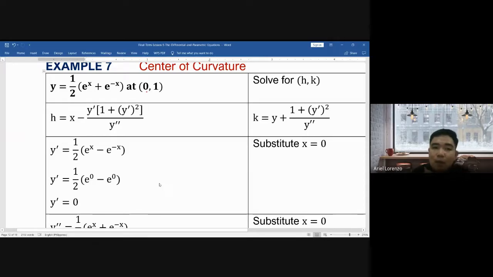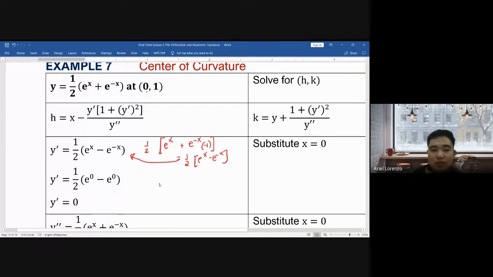Tama? Di ba parang 1 half, okay, constant yan. Ano ang derivative ni e raised to x? E raised to x, di ba e raised to u du? Ano ang derivative ni x? That is positive 1. So e raised to x times 1 plus derivative ni e raised to negative x is e raised to u lapa. Derivative ni e raised to negative x, negative 1. Kaya times negative 1. So magiging 1 half e raised to x minus e raised to negative x. Okay? And then we have a value of x which is 0.